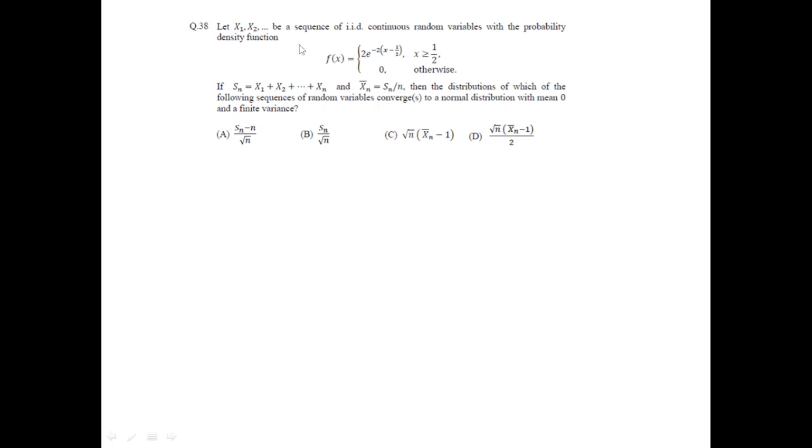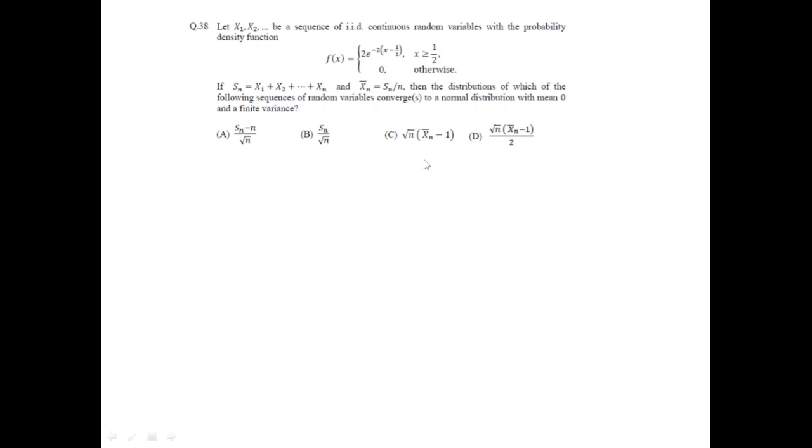Let's see the question. A sequence of IID continuous random variables with this PDF is given. Sn is the summation of Xi, and X bar n is equal to Sn upon n. Which of the following sequences of random variables converges to a normal distribution with mean 0 and finite variance? This is an MSQ question, so more than one option may be correct and we have to pick all the correct options.